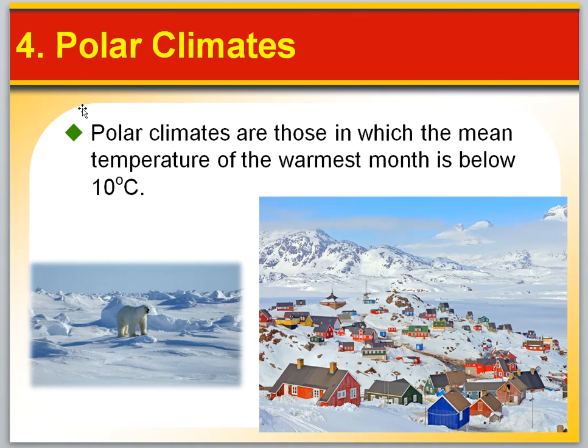Number four is your polar climates. This is going to be cold. There are your polar bears, so cute. And you know, this is what you're getting into in your polar regions. It's very cold. You've got winters. Even the warmest month is below 10 degrees C. So these are areas that we would consider very cold. And some of them can be extremely dry as well.